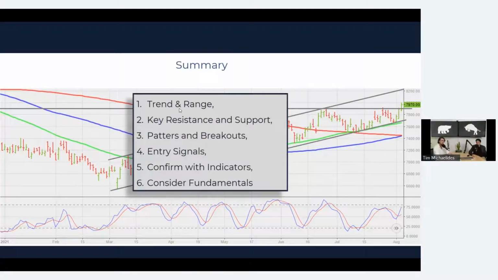we defined our trends and our market range or our trading range. We placed our key levels of support and resistance. Once we've drawn all those lines on the page, certain types of patterns, as I've written there, tend to be more obvious. And then we look for breakouts, confirm with entry signals and indicators. And then finally, we might want to just confirm with fundamentals.